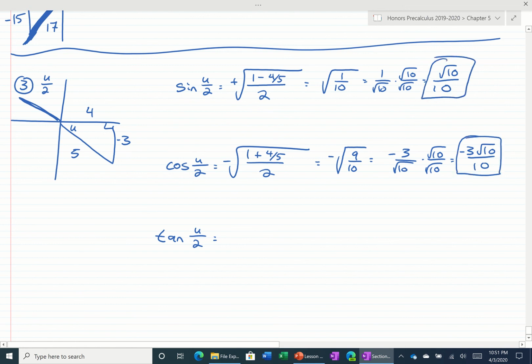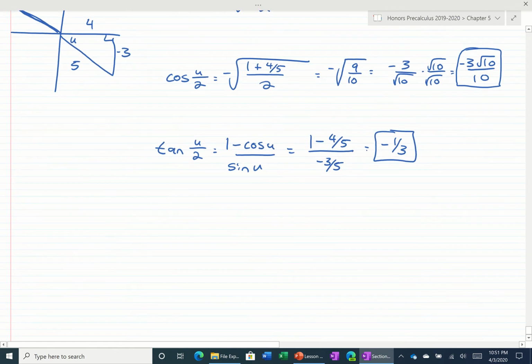And for the tangent, let's see what the formula says here. Tangent, we could use 1 minus the cosine of u divided by the sine of u. So this would be 1 minus 4/5 divided by the sine, negative 3/5. Calculator is going to do this. 1 minus 4/5 equals, and then we're going to be dividing by negative 3/5. That gives us negative 1/3. Right, so that's the answer for number 3 on the back.